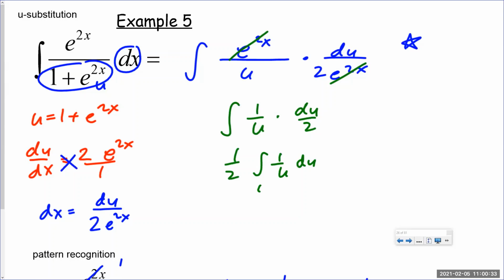Okay, question. Is this an easy antiderivative or something on my formula sheet? What the heck is the integral of 1 over u du? That's ln of u. So it's 1/2 ln of u plus c. Bam! I got a great answer. It is the wrong answer. What is my u in this situation? 1 plus e to the 2x plus c.